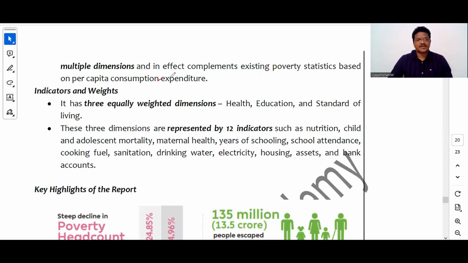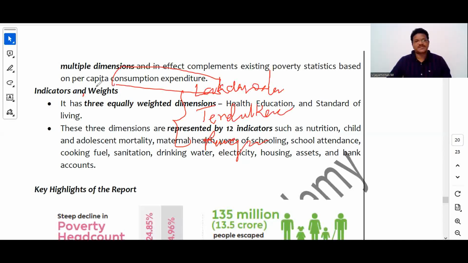And in effect, it wants to estimate poverty in multiple dimensions, and in effect complements existing poverty statistics based on per capita consumption expenditure. So the poverty estimates we have had until now, for example the Lakdawala estimates, the Tendulkar Committee estimates, or the Rangarajan Committee estimates, all these are based on consumption expenditure, whereas the MPI calculates the poverty based on the deprivations in multiple dimensions.